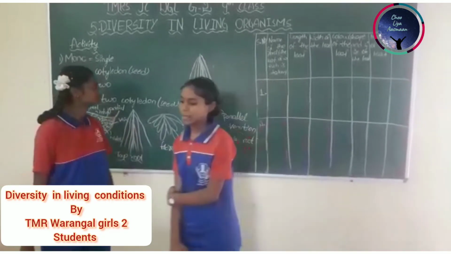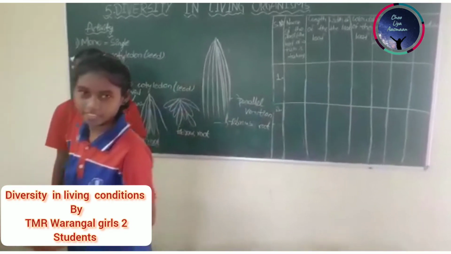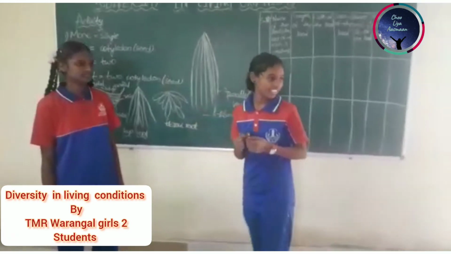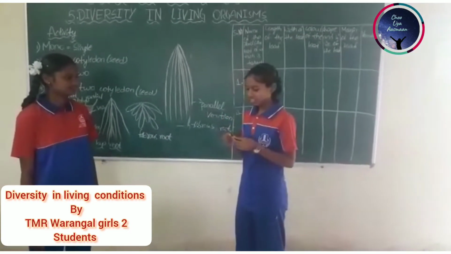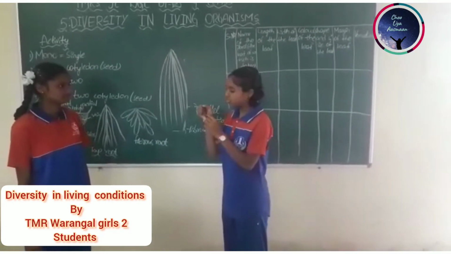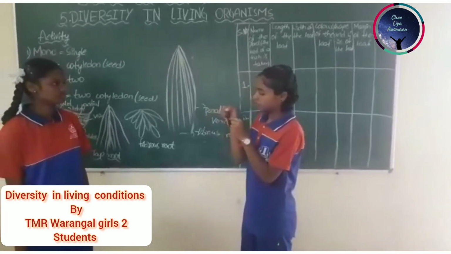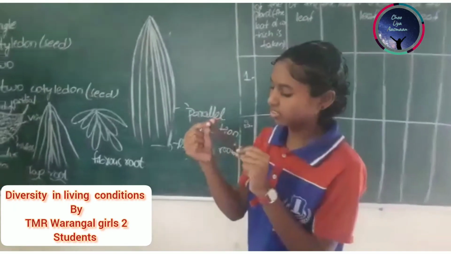For example, this is a leaf. This is a real leaf. See, this has parallel veins. This is called parallel venation.